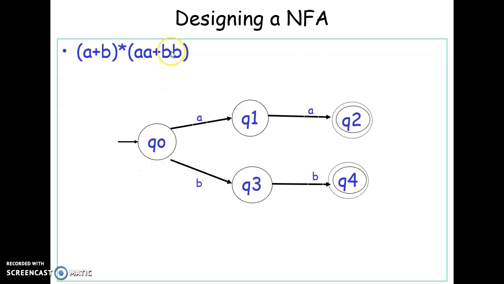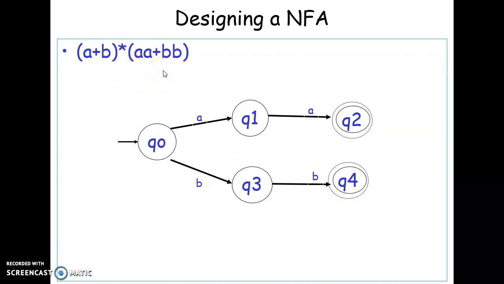the other shortest string is BB, so you start off with Q0 again. At Q0 you have a transition for B which goes to Q3, and at Q3 you have a transition for B which leads to Q4. Q2 accepts double A, and Q4 you're accepting a double B. So this part is done here.